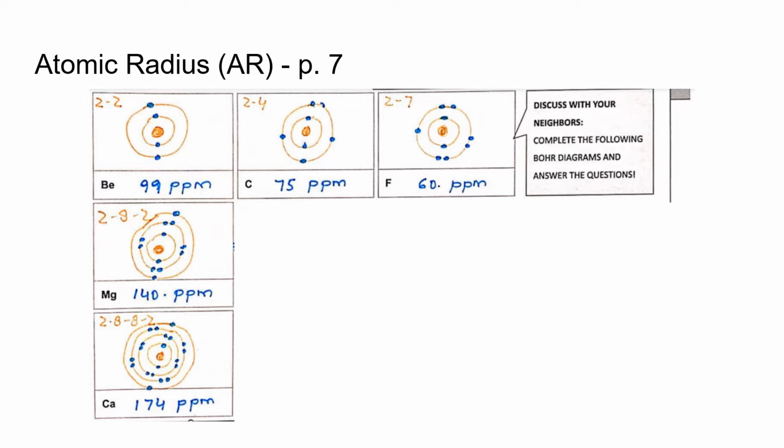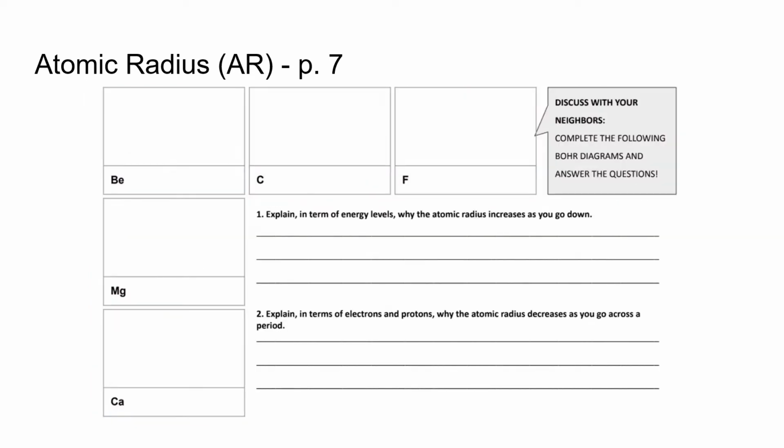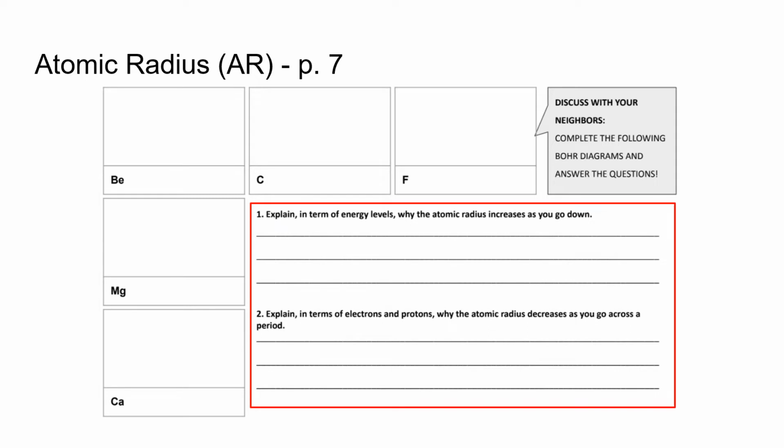If you observe, as we are going across the period from beryllium to fluorine, atomic radius is decreasing, just like we said in the trend. And as we are going down the group from beryllium to calcium, the atomic radius is increasing. So this next set of questions with these diagrams is asking you to try to explain why that is happening, or what are some of the things that we observe in these diagrams that explain these trends. So take a moment, pause the video, and think about these answers.